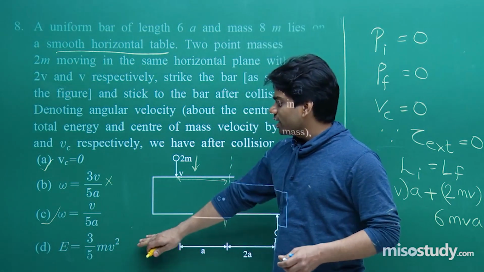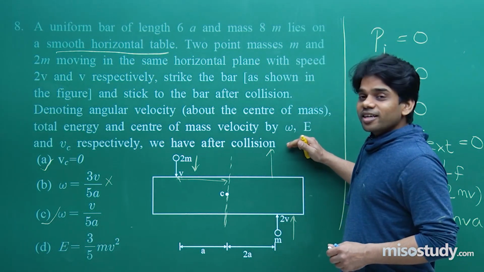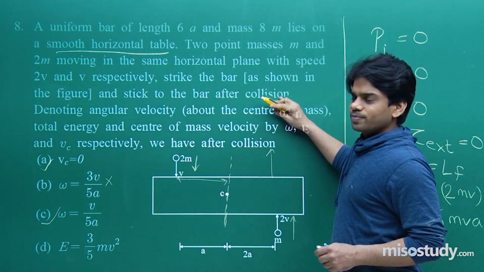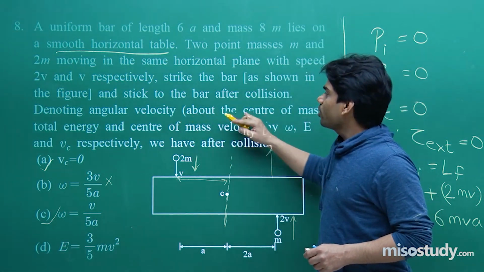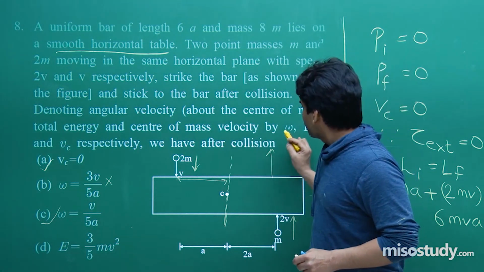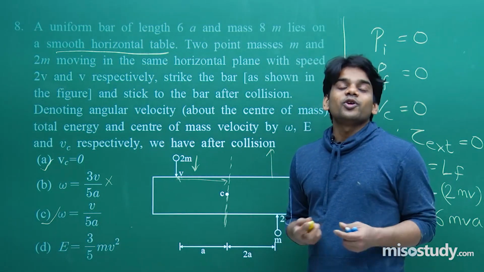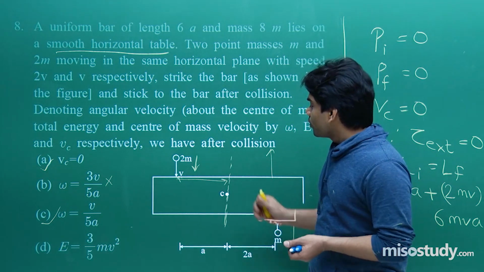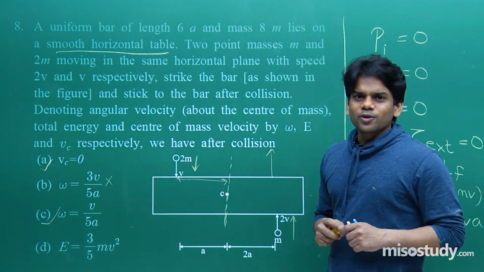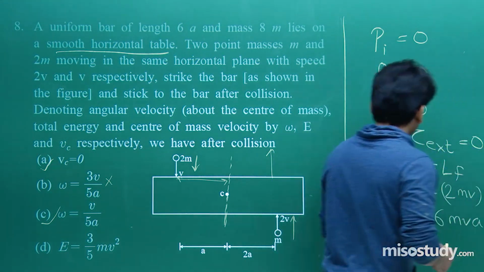Now we have to check the energy, the kinetic energy. This is the case where they stick to the bar after collision, denoting angular velocity about the center of mass, total energy and center of mass velocity by omega, E and Vc respectively, after collision. After collision we need to find the value of total energy. Easily you can evaluate it: you know the value of I, you know the value of omega, so you can do half I omega square and find the value of total energy.